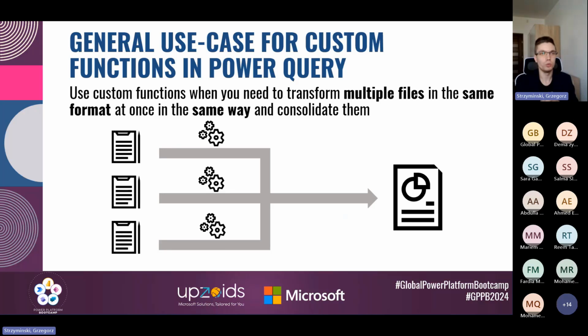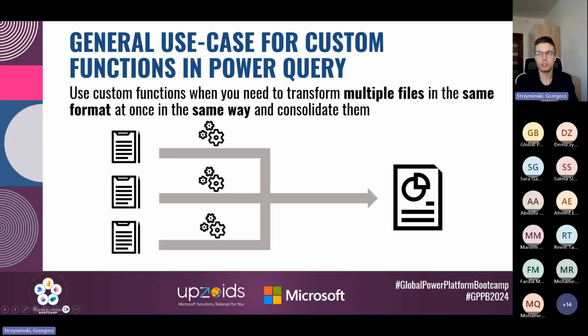So we need to have more than one file that is in the same format, or otherwise the transformation might actually fail. So we need the files to be somehow consistent in terms of the column names, number of columns, the content of these columns, and so on. And also we must want to transform them in the same way, so that for each of the inputs, we apply the same transformation, and then we get a result that is just one table.